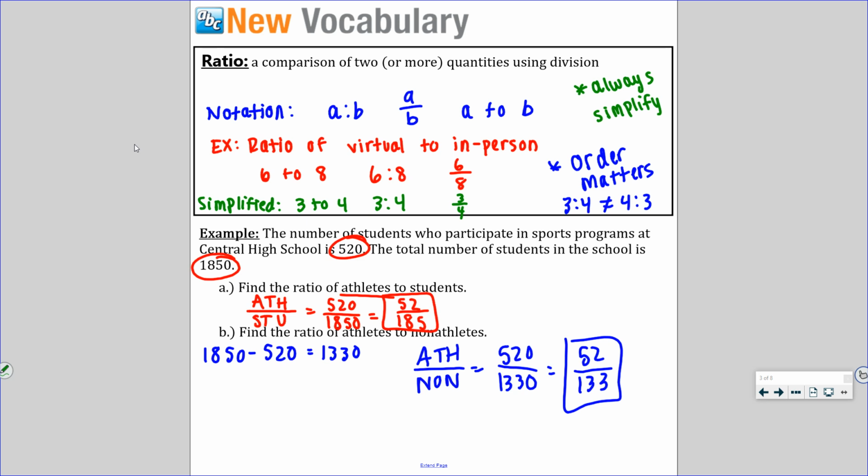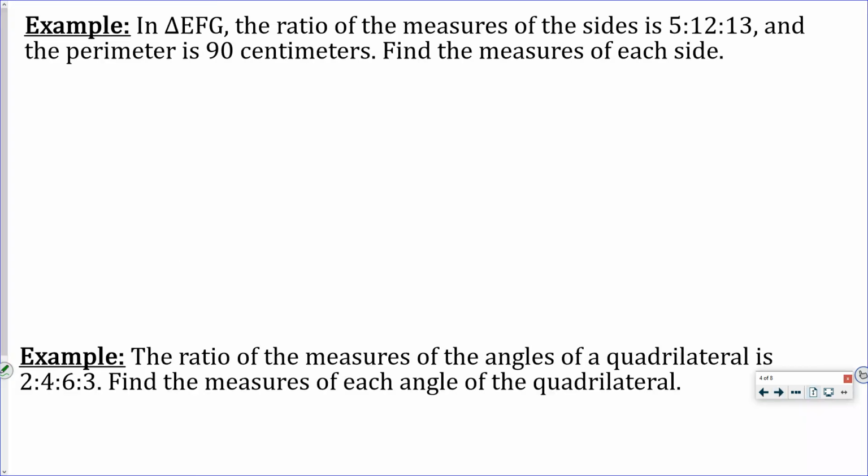Okay, now let's apply some geometry to this. When I was doing ACT prep with the juniors, I think there was a problem exactly like this on the ACT. In triangle EFG, the ratio of the measures of the sides is 5 to 12 to 13, and the perimeter is 90 centimeters. Find the measure of each side. You can draw a picture if you want.